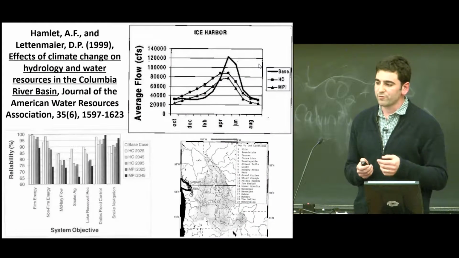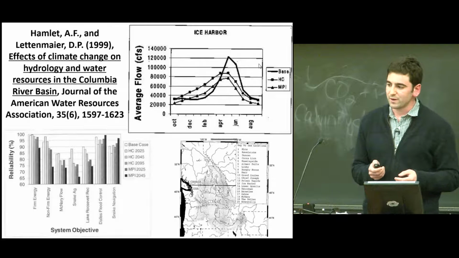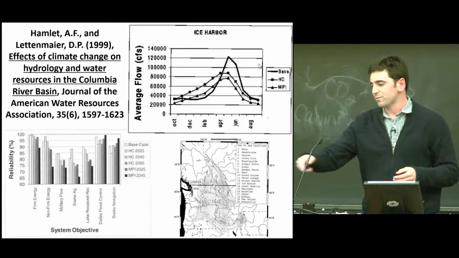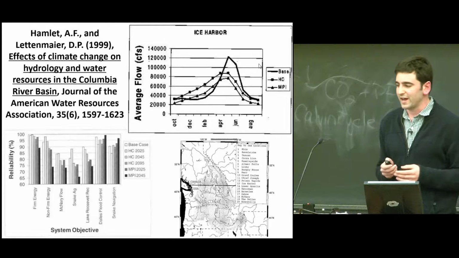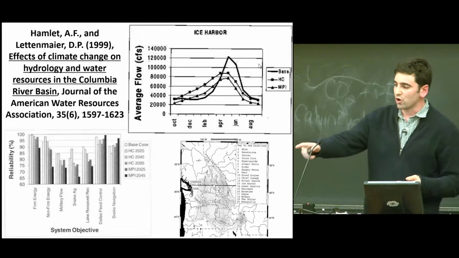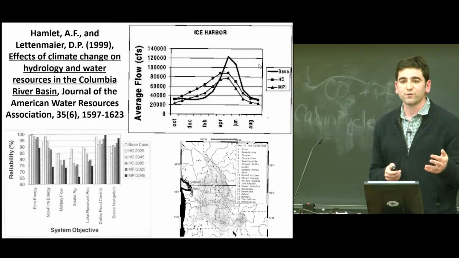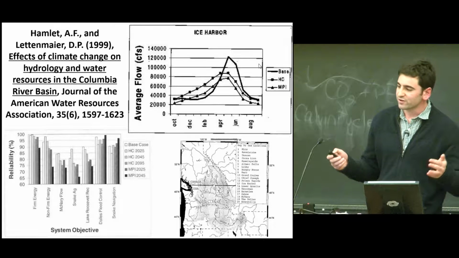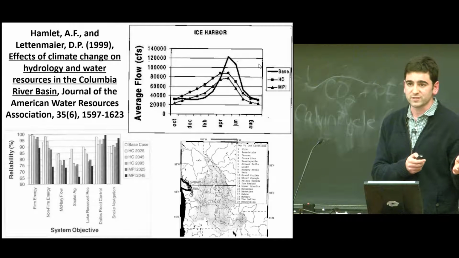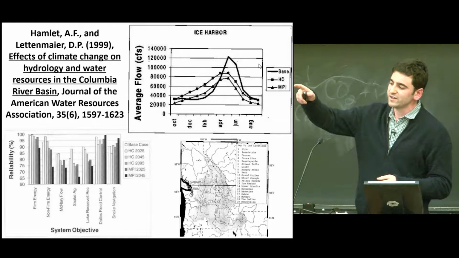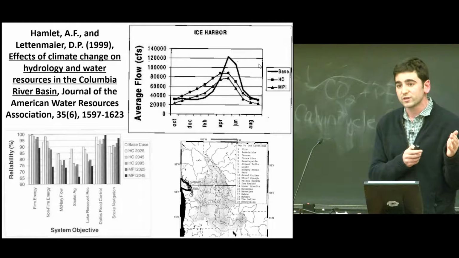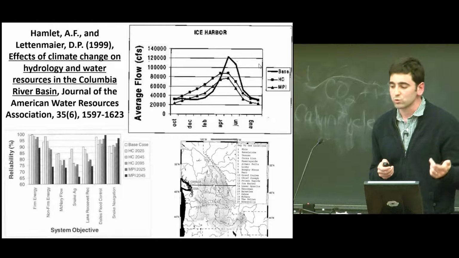An early one from a couple famous authors, Alan Hamlet and Dennis Lettenmeyer in 1999, they looked at the Columbia River Basin, so that you can see the map in the bottom right there of the full system they were looking at. And so in the top right, they made some projections of the hydrology, and so that dark line is the average monthly flow over the historical record, and those squares and triangles, those are projections going forward from some of the scenarios. And so you can see in around the spring, summer, you can see the peak kind of go down and move a little bit earlier into the season, and that's because of increased warming.